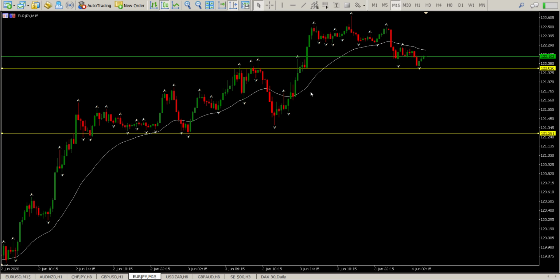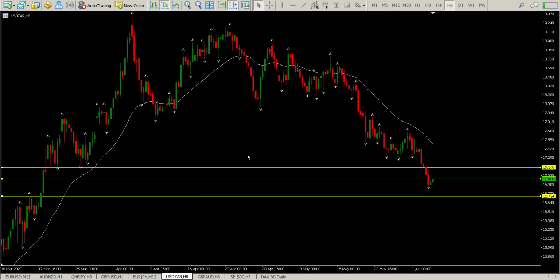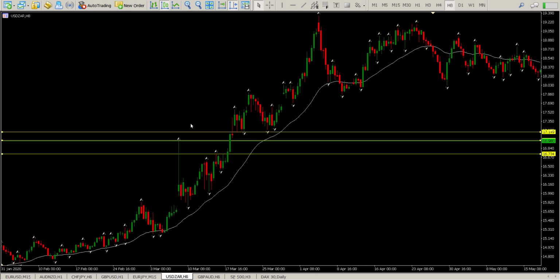Okay, only problem is the time of day is wrong for me. Then another one, US dollar ZAR, so this is US dollar South African rand. You can see the trend on this pair has been fairly strong to the downside. However, there is this massive wick here. There is some interest at this area right here where we are now, which is 1698.7.